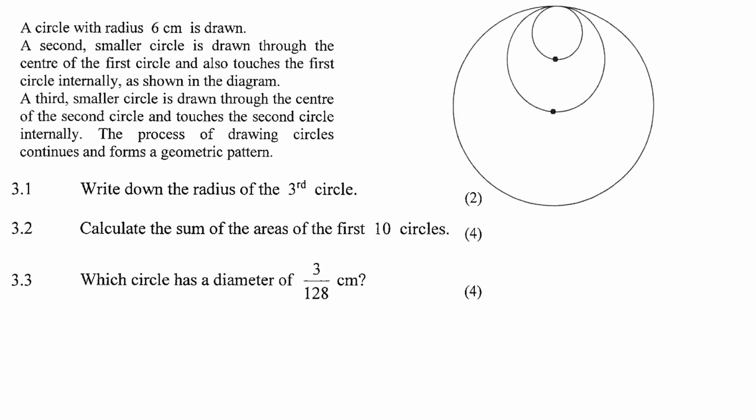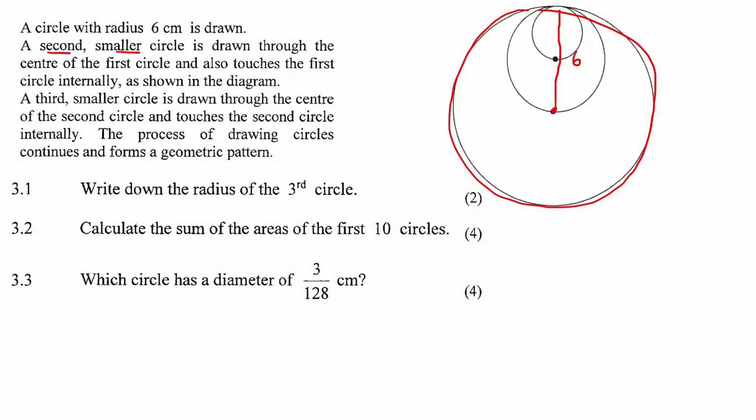A circle with a radius of 6 centimeters is drawn, and then a second smaller circle is drawn through the center of the first and also touches the first, and then a third smaller circle. So this is the original circle, this one here. That one over there has a radius of 6 centimeters. So that distance is 6 centimeters, the radius. But let's rather include the other circles. So that's going to be a total of 6.